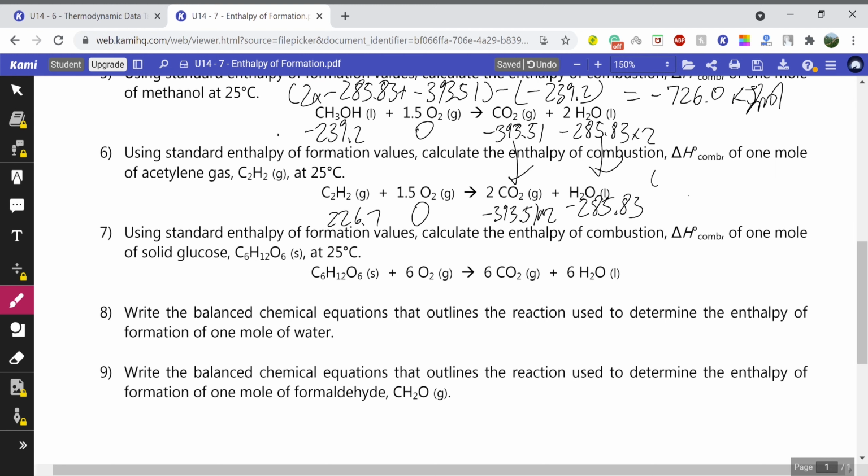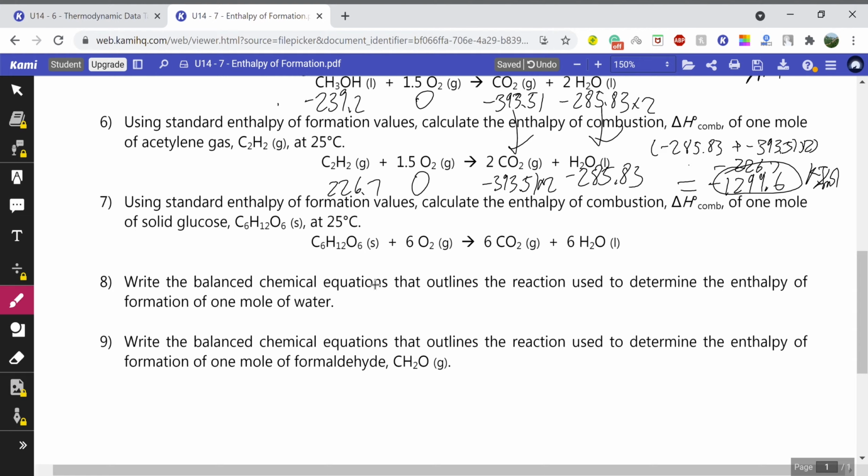Therefore, negative 285.83 plus negative 393.51 times 2 subtracted by 226.7 will give us negative 1,299.55. Our lowest significant figure behind the decimal point is 1, so we'll round this to 56. So negative 1299.6 kilojoules per mole.